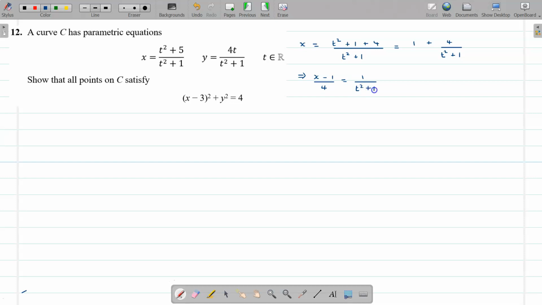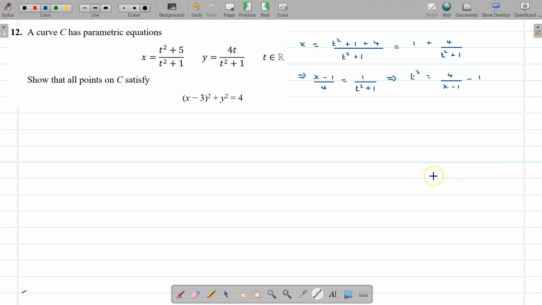And furthermore I can do something else with that, and that is that if I flip both fractions over and subtract 1, I get an expression for t squared, which will prove very useful. So t squared plus 1 is 4 over x minus 1. So t squared is equal to 4 over x minus 1, minus 1. And that's going to prove very useful in just a moment.